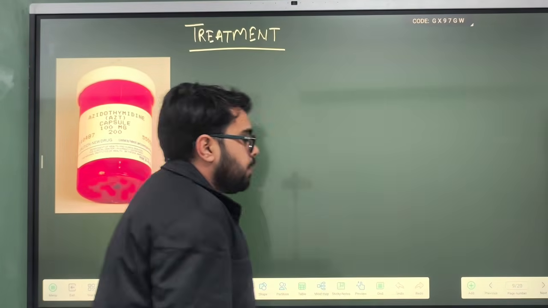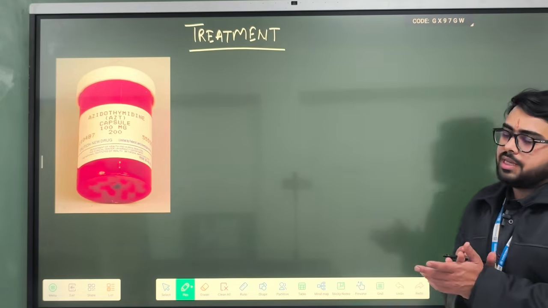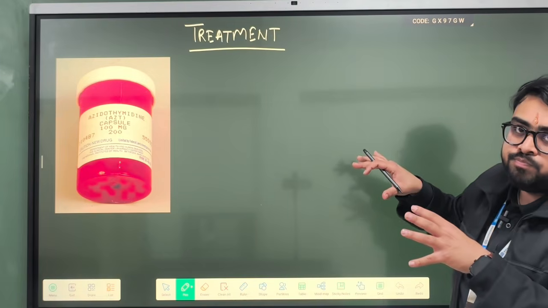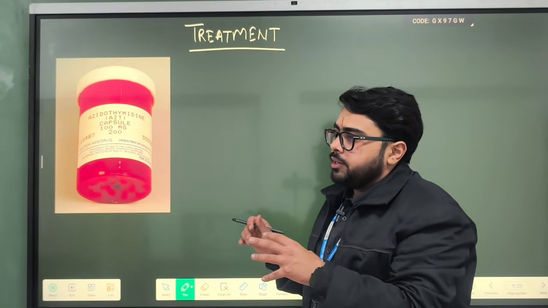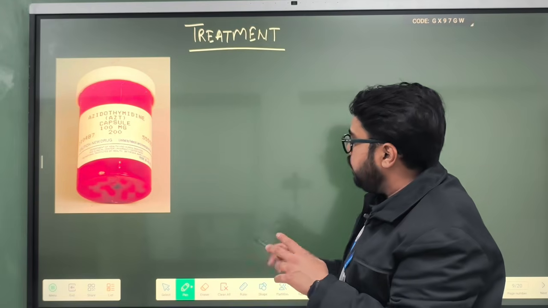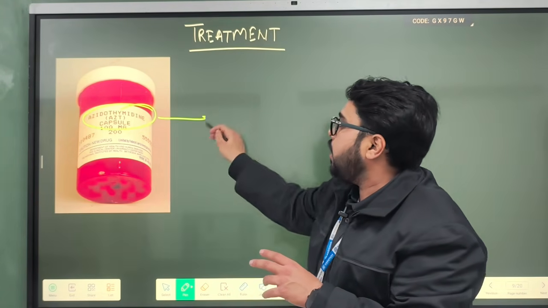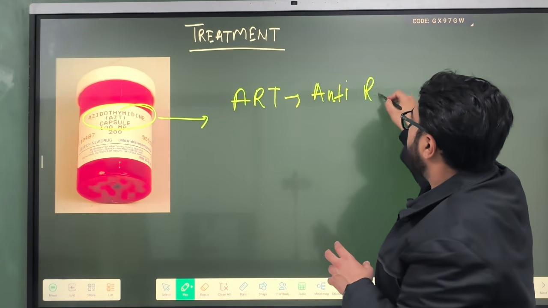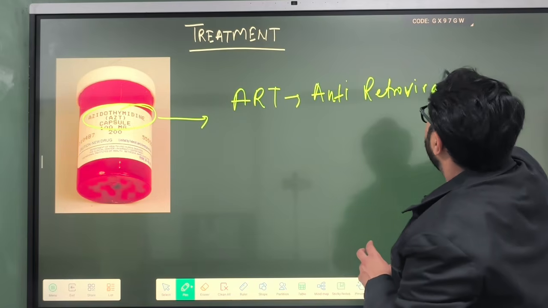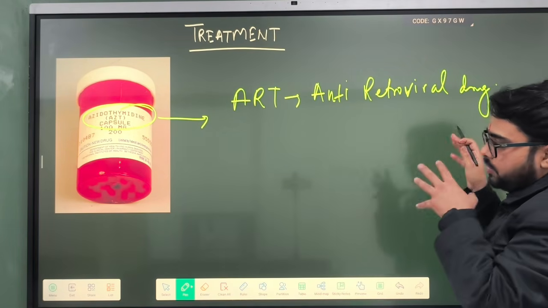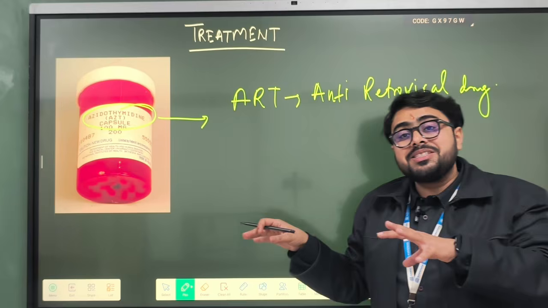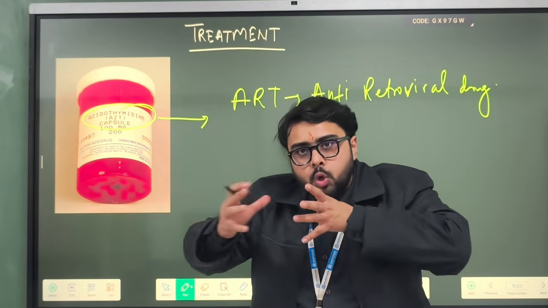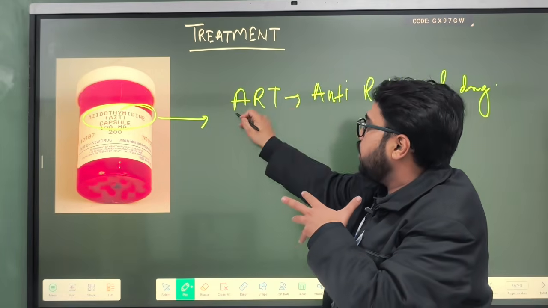Now coming to the treatment. If somebody asks you what is the treatment for HIV or AIDS, there is no permanent treatment which can cure this problem. So what do we have? We have a few drugs known as ART. The full form of ART is antiretroviral drug. NCERT says that death is inevitable, but we can prolong the life. How can we prolong the life? We can give this ART.